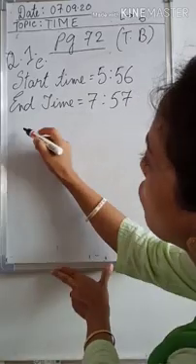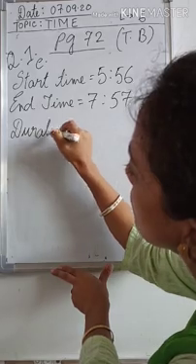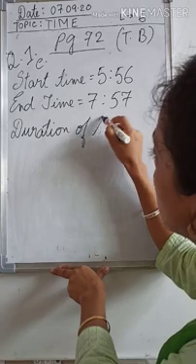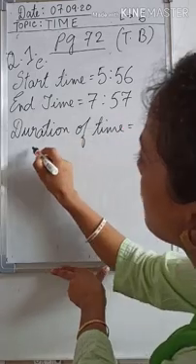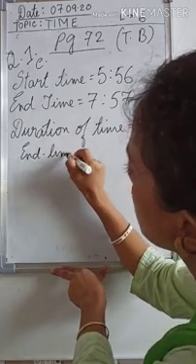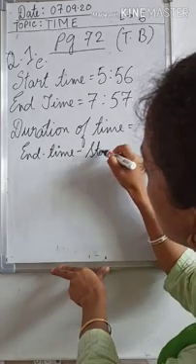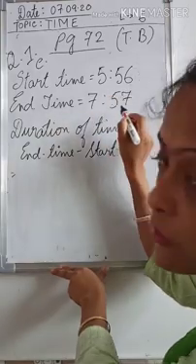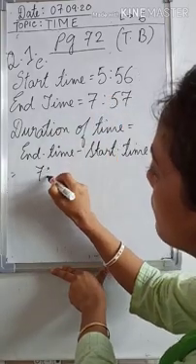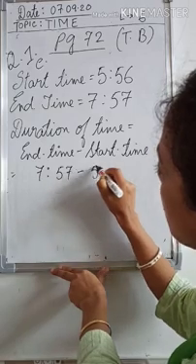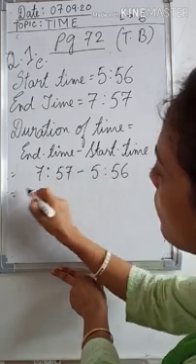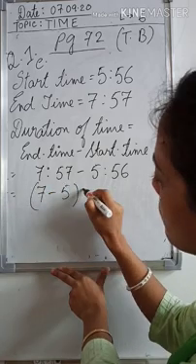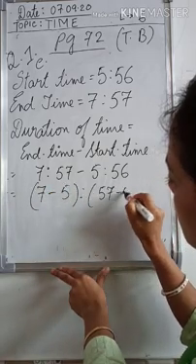Okay. So let us find the time duration. Okay, we are going to find the duration of time. So which is again the same. Ending time minus the starting time. So when we subtract, which will come first? The ending time will come first. 7:57 subtract 5:56. So I will subtract the hour part first. 7 minus 5 and 57 minus 56.